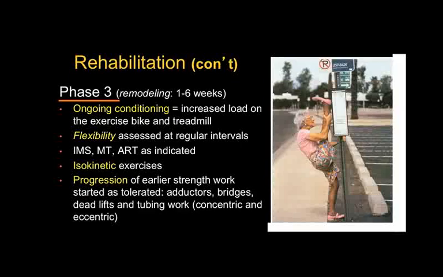The third phase of rehabilitation is ongoing conditioning as needed for the cardiovascular and other areas: exercise bike, treadmills, looking at flexibility assessed dynamically at regular intervals and seeing what's happening, using other interventions such as gun IMS, dry needling, massage therapy, ART, etc. as needed, manual therapy as needed, isokinetic exercises for areas around, and progression of earlier work as stated, using the adductors, hamstrings, bridges, deadlift, tubing, eccentric, concentric work, etc.